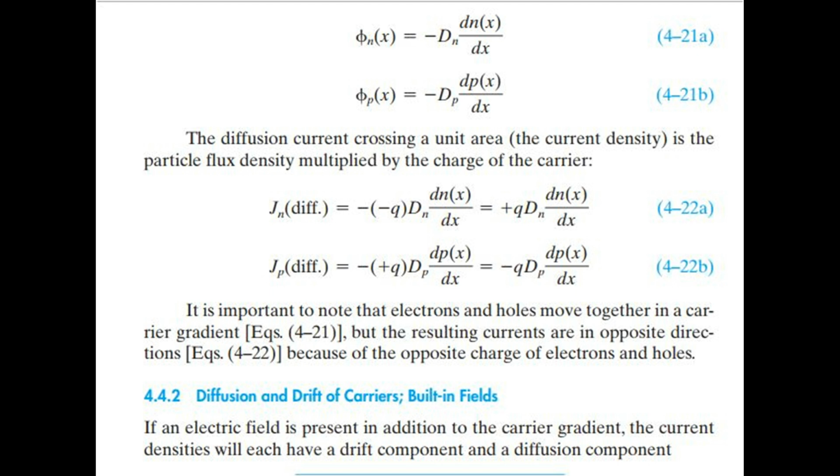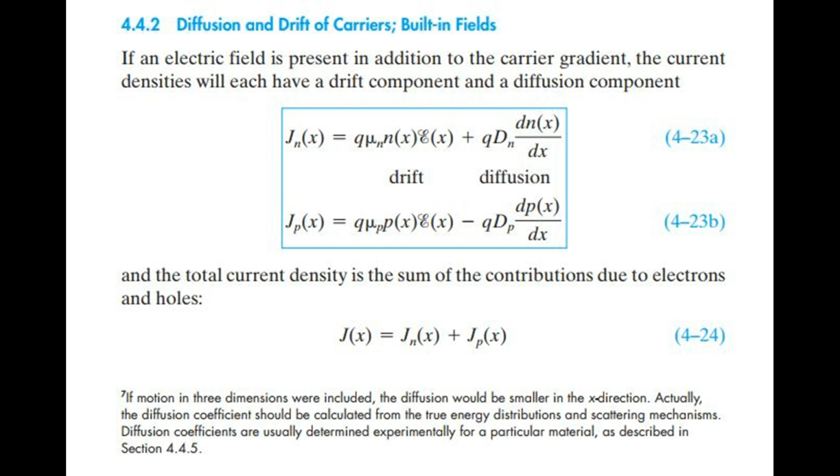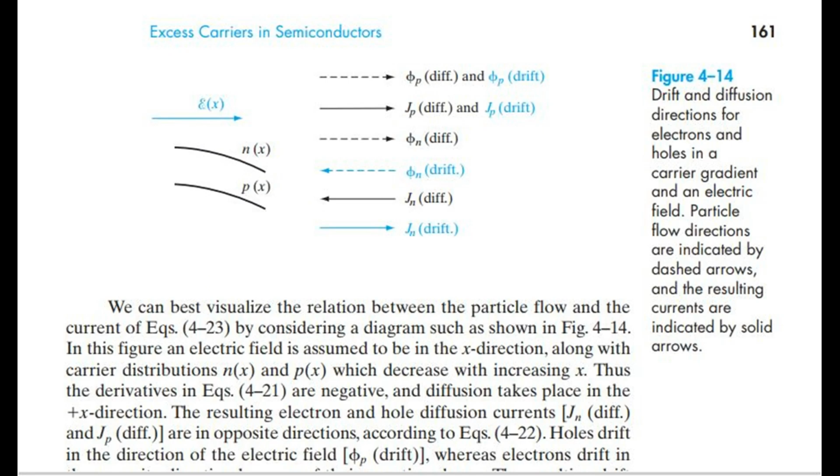Diffusion and drift of carriers, built-in fields. If an electric field is present in addition to the carrier gradient, the current densities will each have a drift component and a diffusion component. And the total current density is the sum of the contributions due to electrons and holes. Figure 4-14: drift and diffusion directions for electrons and holes in a carrier gradient and an electric field. Particle flow directions are indicated by dashed arrows, and the resulting currents are indicated by solid arrows.